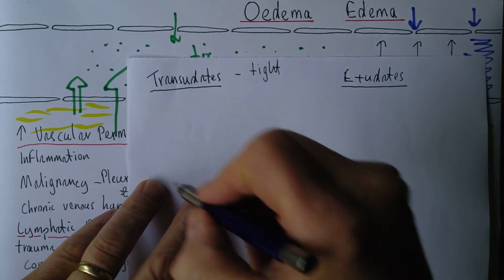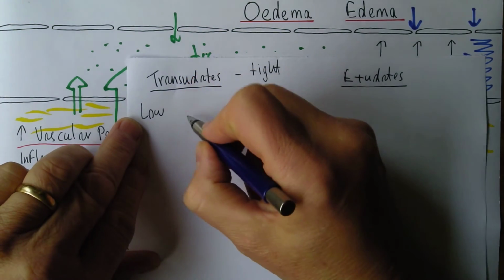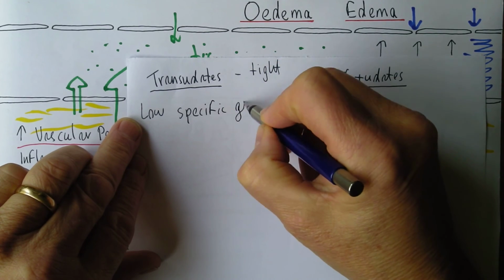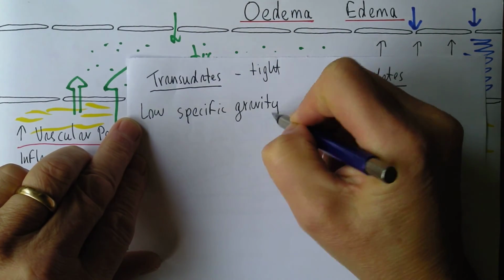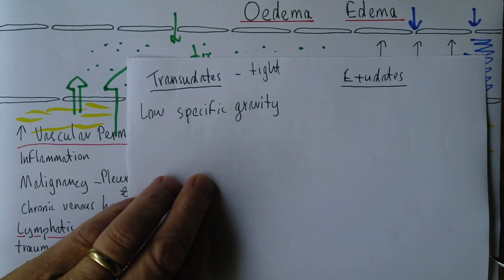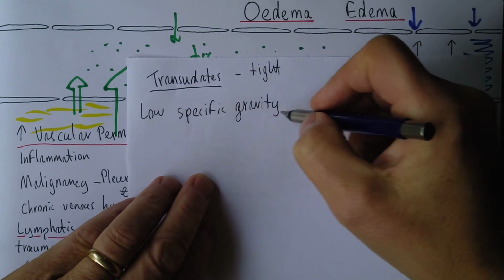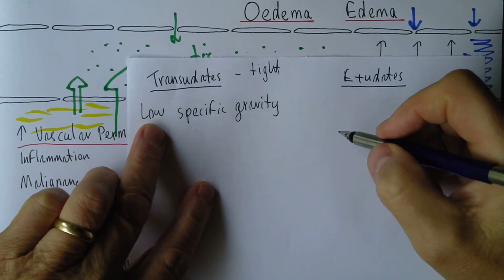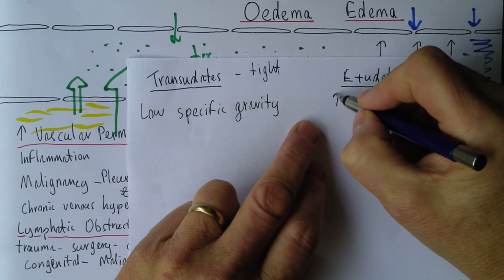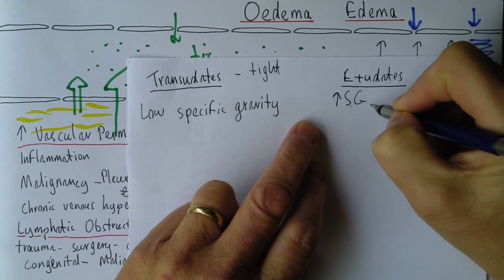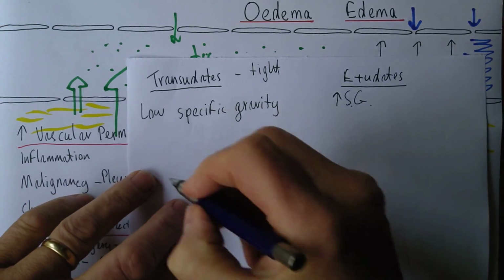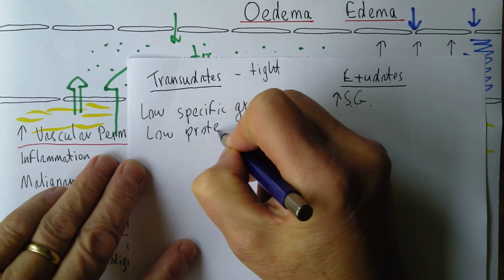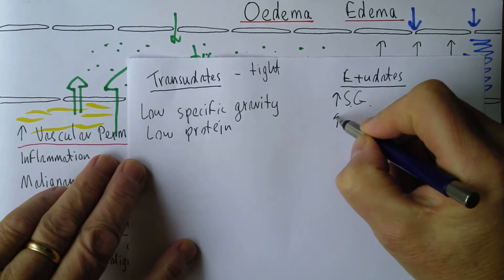Now, transudates have a low specific gravity. Specific gravity is the ratio between water and the substance we're considering. So low specific gravity means it's quite a watery solution, a relatively light solution. Exudates have a higher specific gravity. In other words, they're heavier. And that's often because transudates have low protein, whereas exudates have higher amounts of protein.